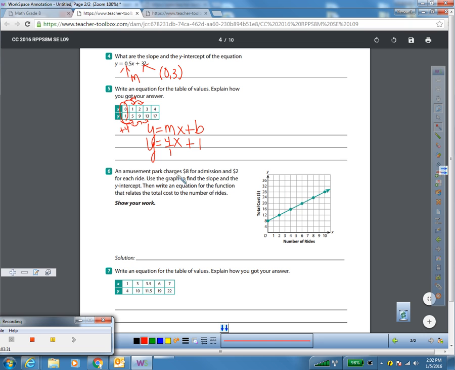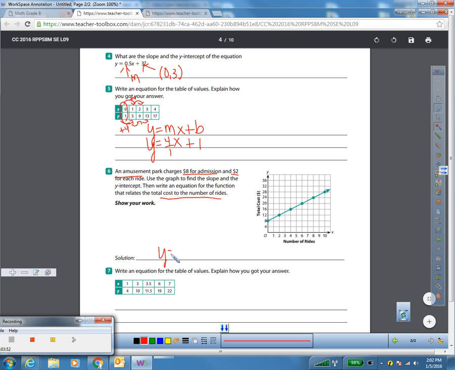Okay, last one. So an amusement park charges $8 for admission and $2 for each ride. Okay, use the graph to find the slope and the y-intercept. Then write the equation for the function that relates the total cost to the number of rides.